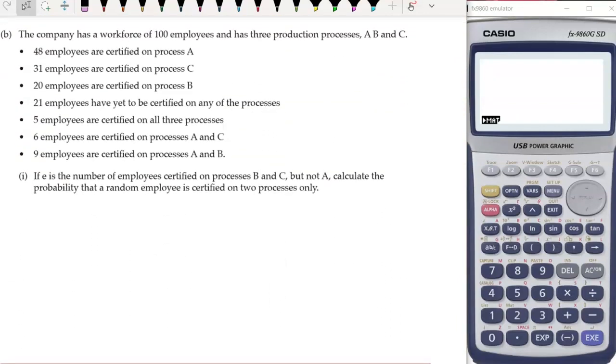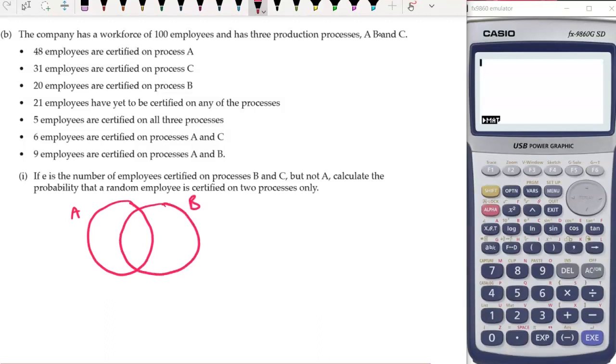Okay, for part B, we've got lots of information here that immediately makes me think we are setting up a three-way Venn diagram. So let's take a look. We've got a company with a workforce of 100 employees with 3 production processes, A, B, and C. Let's set up a circle for each one of those then. So let's have A, B, and C, and we'll work through the bullet points and tick them off as we go.